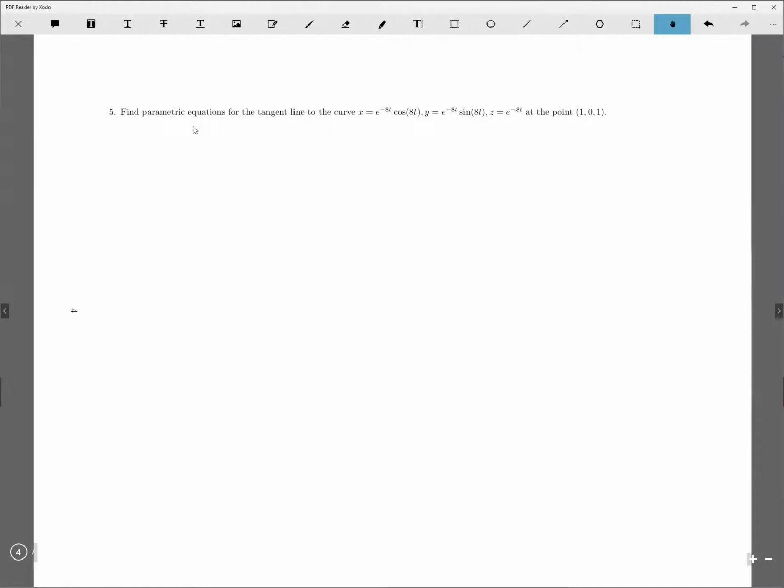Now number 5. Here, we want to find the parametric equations for the tangent line to this curve at the point 1, 0, 1. And this right here is the, if you just put this, comma this, comma this, you would have the vector form.